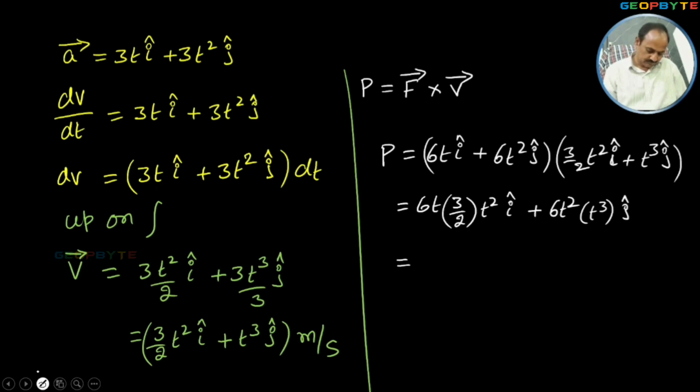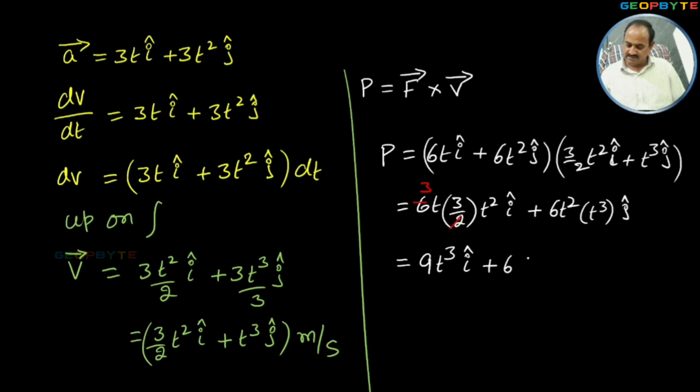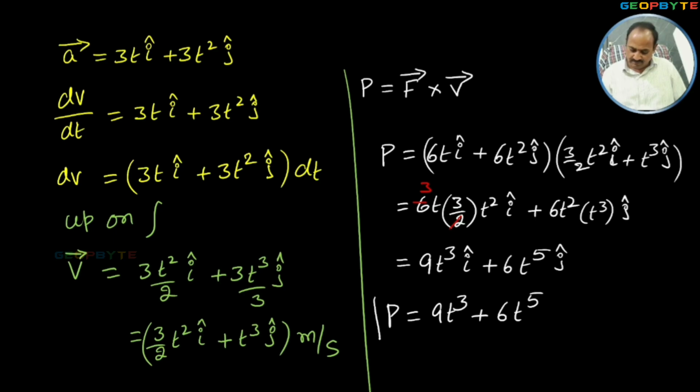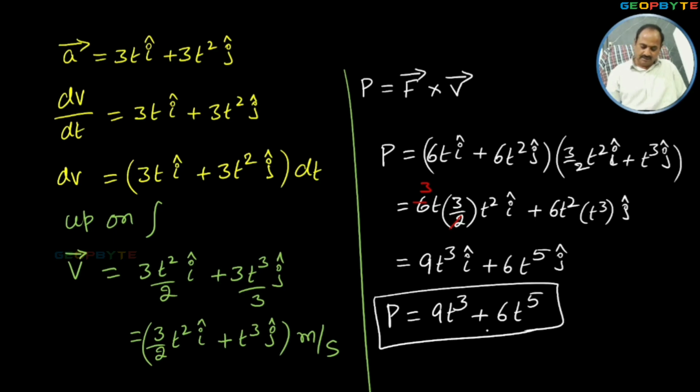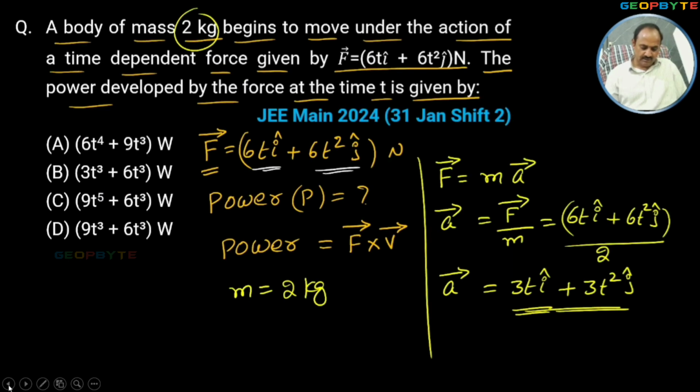Here it is 3 into 3, 9, 9 t cube i cap plus 6, here it is 6 t power 5 j cap. So finally power P equals 9 t cube plus 6 t power 5. That is the power: 9 t cube plus 6 t power 5.